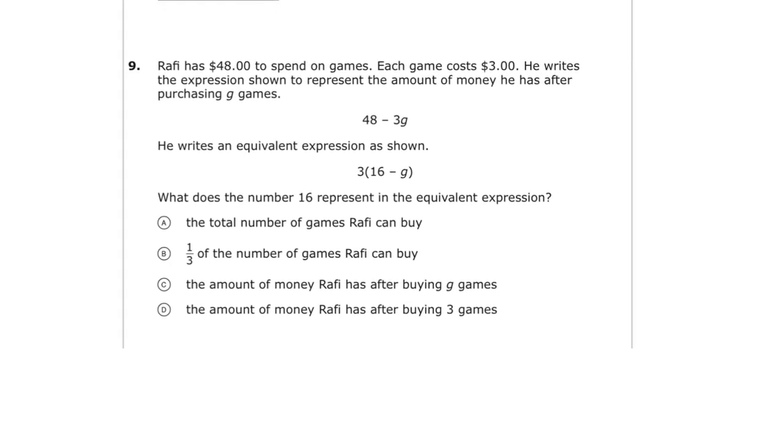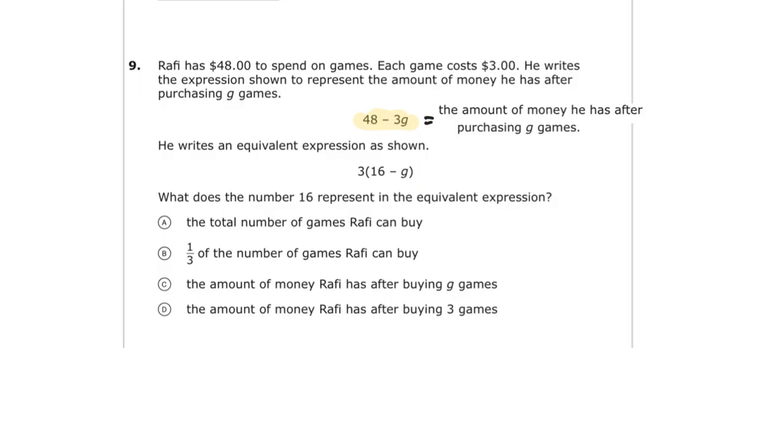Let's take a look at this. Rafi has $48 to spend on games. Each game costs $3. He writes the expression shown to represent the amount of money he has after purchasing G games. Okay. So this represents the amount of money he has after purchasing G games. I'll even write that. So this is the amount of money he has after purchasing G games.